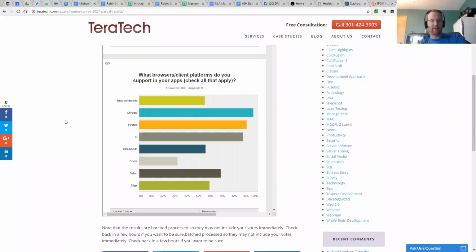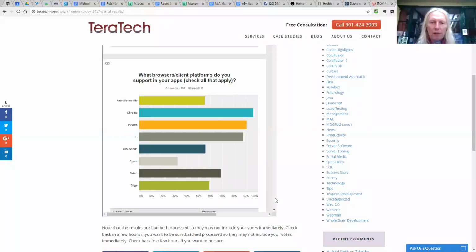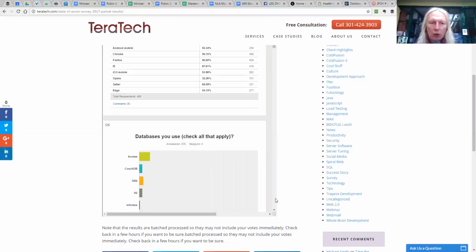Microsoft got a little fat and lazy for a while. It wasn't until they got some pretty stiff competition that they really stepped up their work on IE and now Edge. Yeah, that's really come up. I don't remember that even being there last year. Yeah. All right, so moving down, databases.